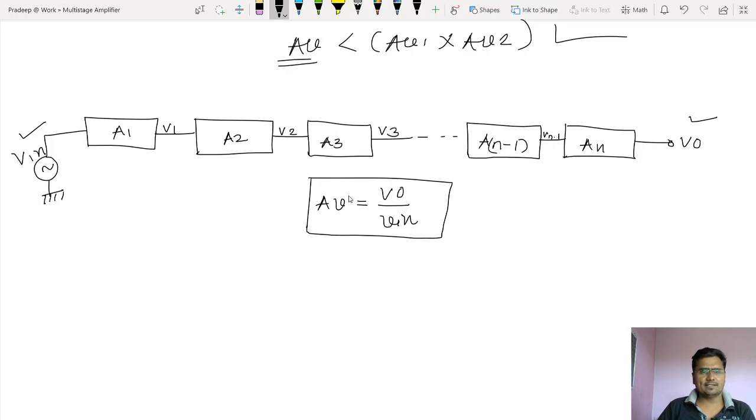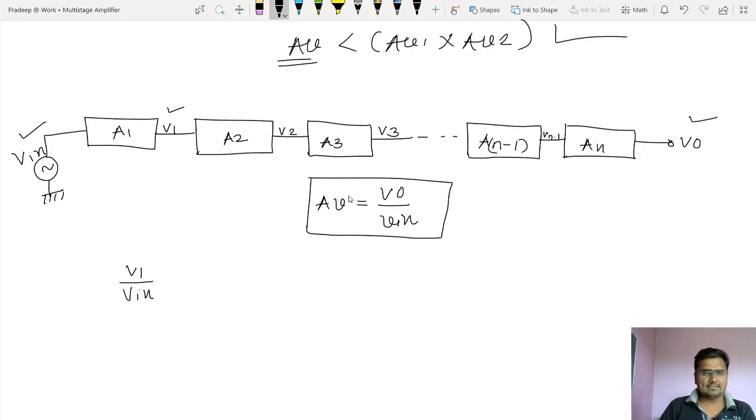What is the gain of A1? Gain of A1 is output voltage divided by input voltage. Okay, I'll write here V1 divided by Vin. Is it not? Now what is the gain of A2? Gain of A2 is V2 divided by V1.